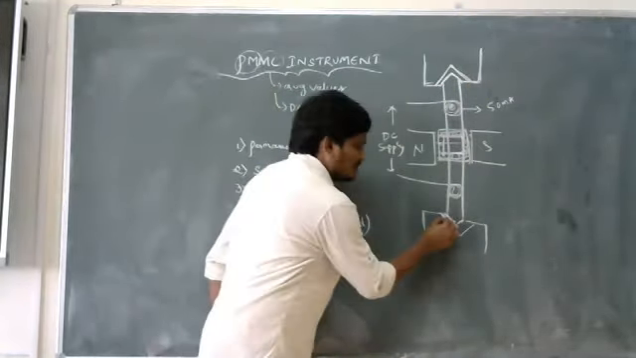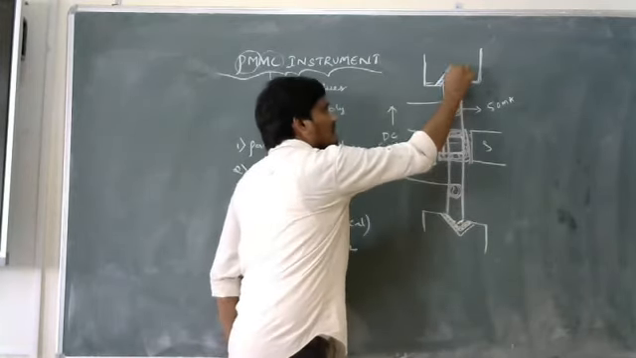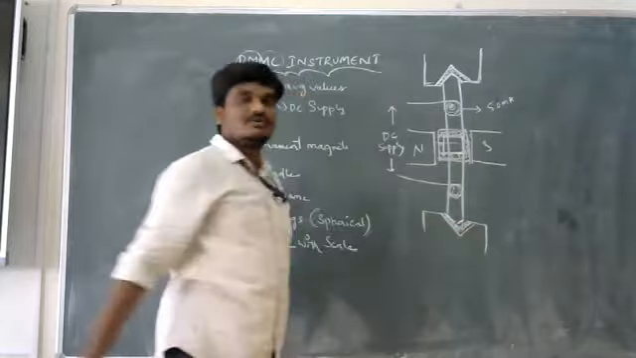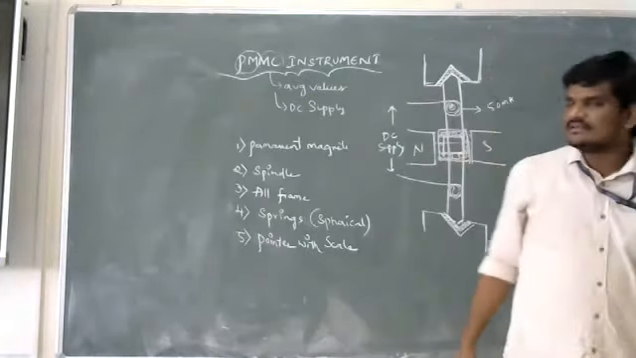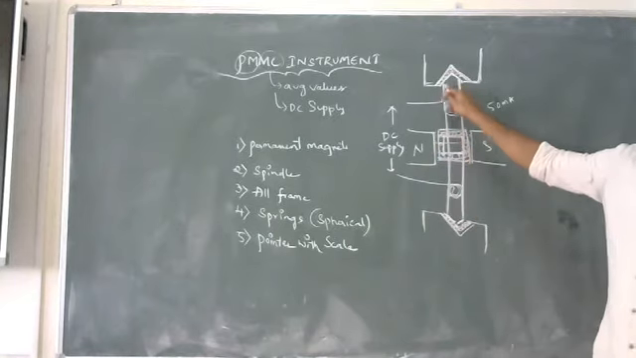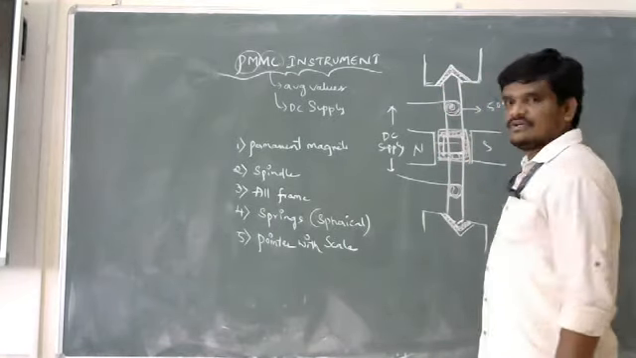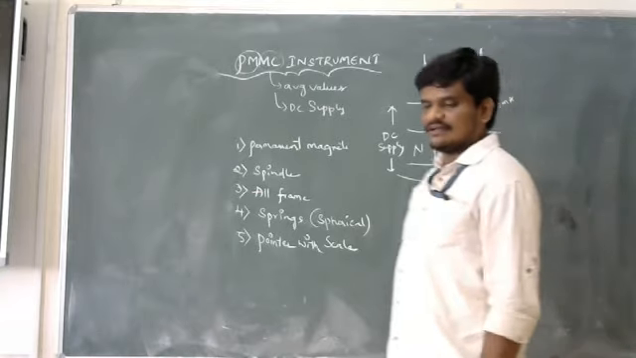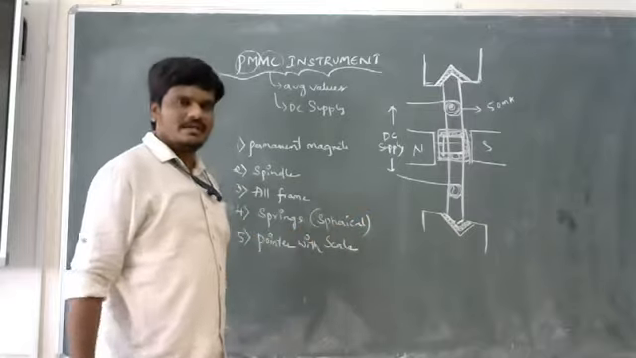Coming to the edge supporters, we have jewel bearings at the edges of the spindle. The jewel bearings are used to reduce the error caused by friction. That is, indirectly it is going to reduce the frictional error within the instrument. This is regarding the construction of a PMMC instrument.